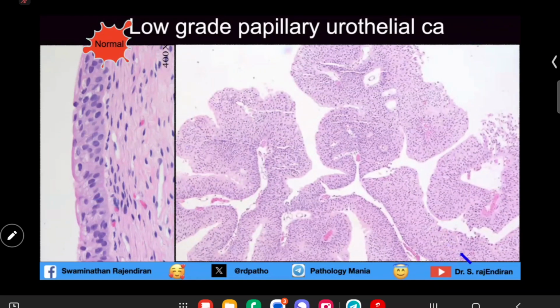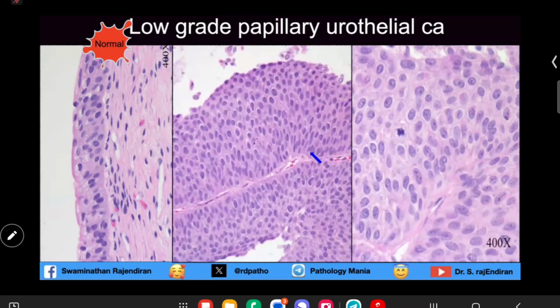And here you can see again papillary processes, fibrovascular core, and focal crowding in this low power. Previously, we used to count the number of cell layers in papillary lesions. If it is more than 7, it is a papillary neoplasm. But counting the number of layers is not practiced now.